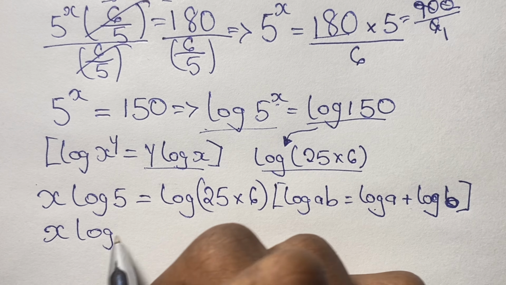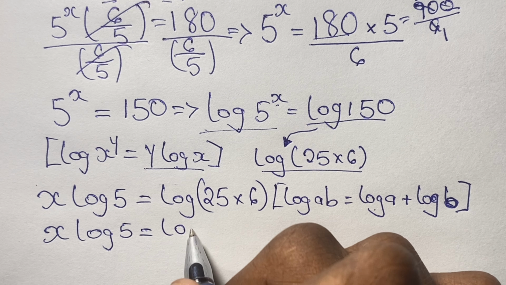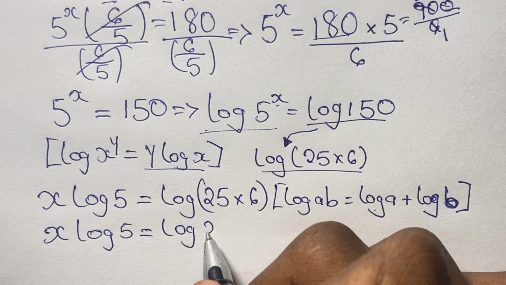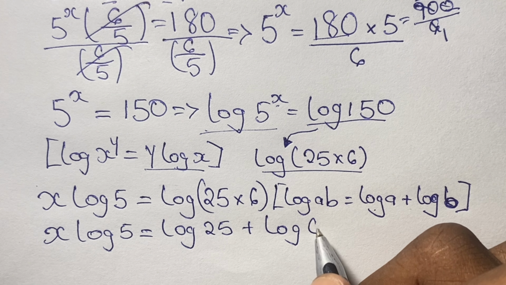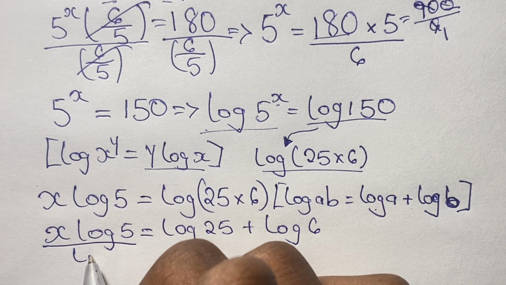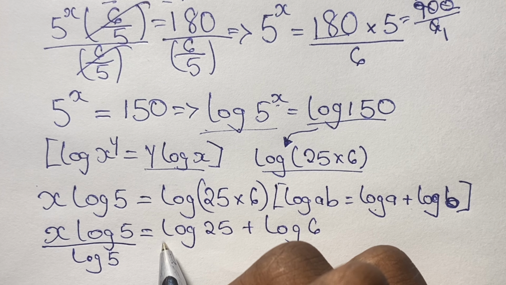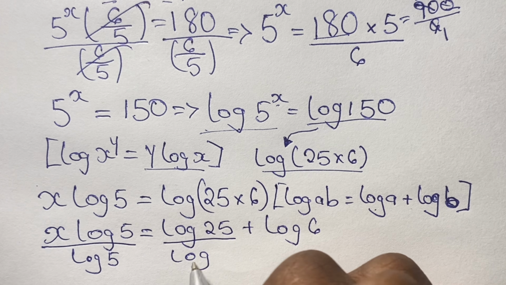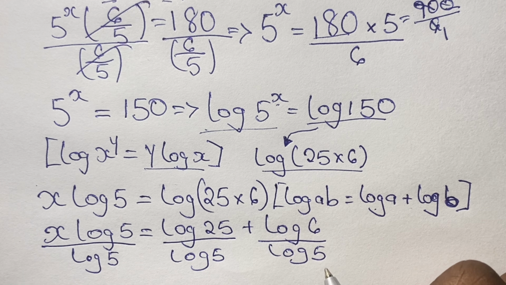Now then from here we say x log 5 is equal to log of 25 times 6. We use our logarithm rule to simplify this, so we have log 25 plus the log of 6. And now from here we divide both sides by log 5, so that x log 5 over log 5 will also equal log 25 over log 5, plus log 6 also over log 5.